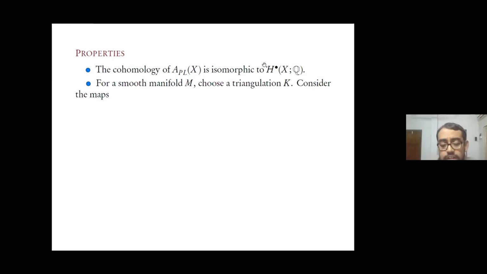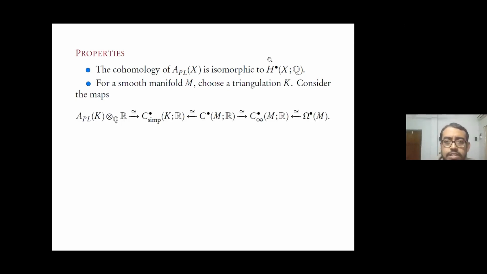So now you can consider these maps. I'm going to write down several maps at the same time and take some time to pause and explain what these maps are. You'll see five objects here. The first thing here is to take the usual A_PL of K tensor with R over Q. This one is what we encountered earlier. This is the simplicial cochains of K with coefficients in the reals. This one is the usual singular cochains. I'm just putting K here because I'm thinking of M as a simplicial complex. Same here, this is just M as a topological space, so this is the singular cochain complex.